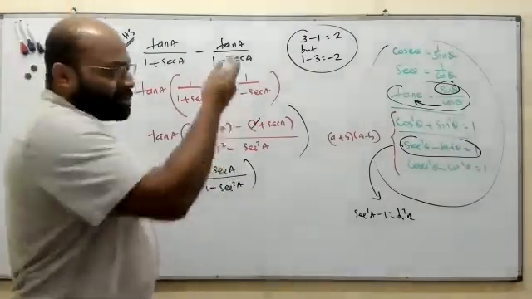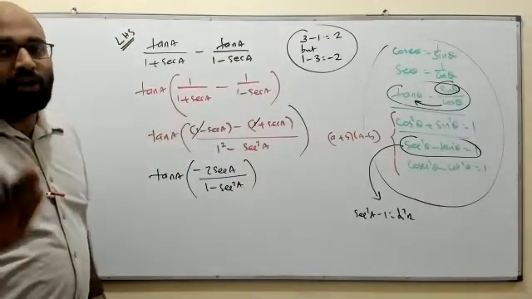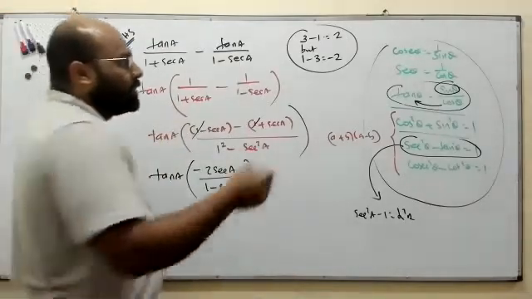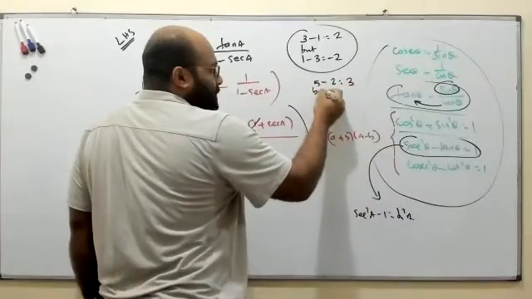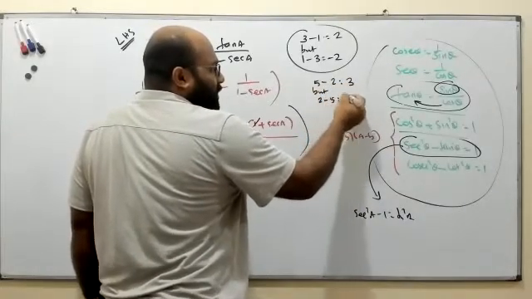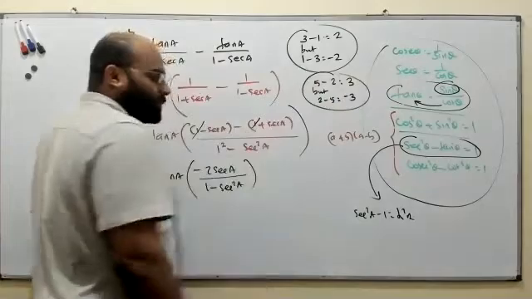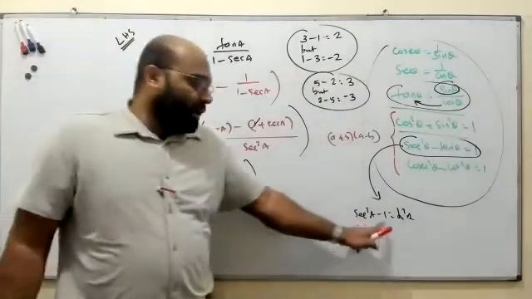One more example, everything you have to write in your working column, especially those who are not confident with the basics. You know, 5 minus 2 is how much? 3, but 2 minus 5 is not 3, that is minus 3. So we have sec square A minus 1 is what?